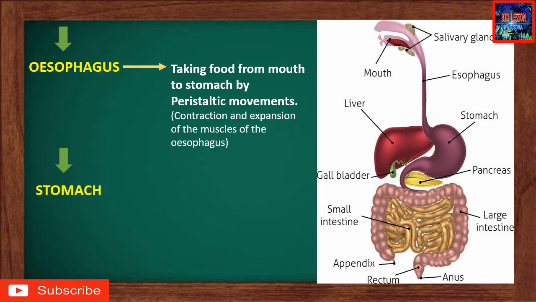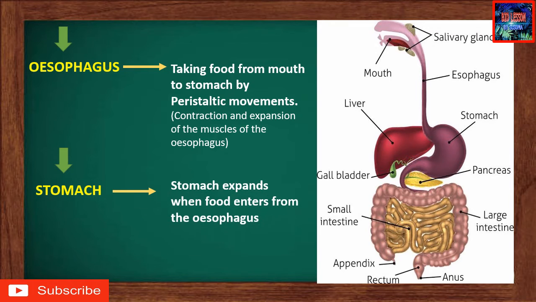After that, the food enters the stomach. The stomach expands when food enters from the esophagus. The stomach contains gastric glands. The gastric glands in turn secrete gastric juice.